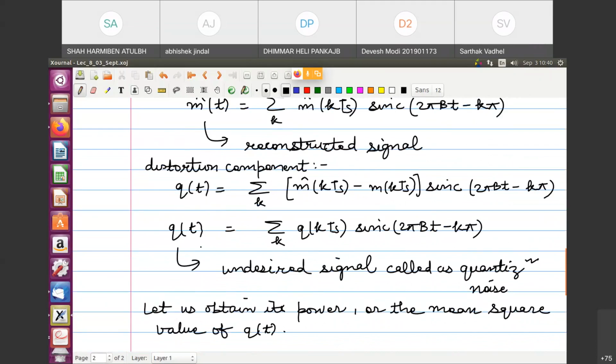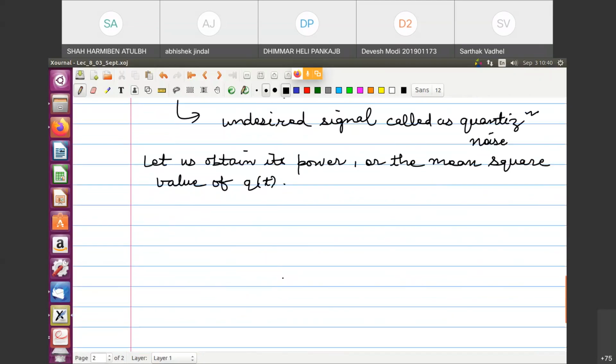So let us use power as a metric. Why? Because at the end we can define the SNR or SQNR, the signal to quantization noise ratio, and in terms of that parameter we can design our systems. So let us move ahead and obtain it. For the purpose, this is the notation which defines the mean square value.